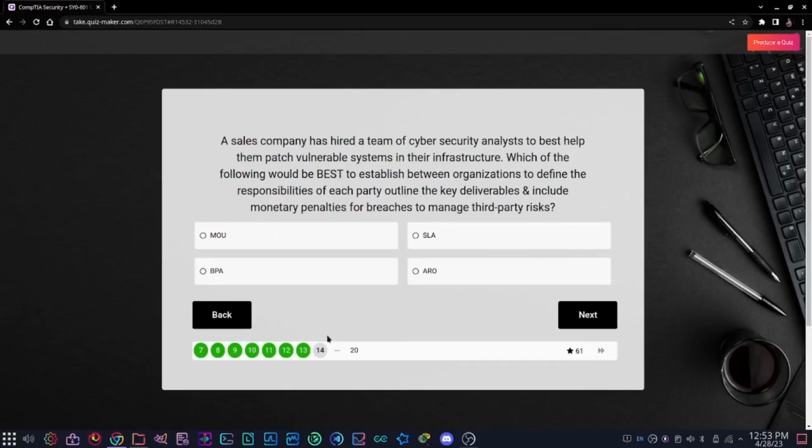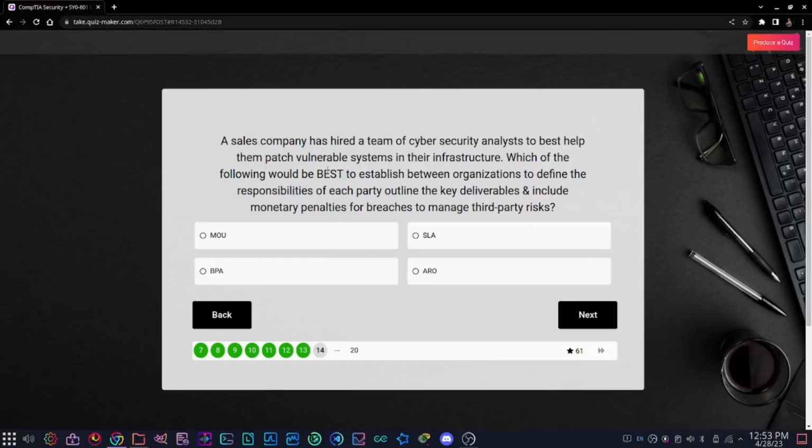Question 14. A sales company has hired a team of cybersecurity analysts to best help them patch vulnerable systems in their infrastructure. Which of the following would be best to establish between organizations to define the responsibilities of each party, outline the key deliverables, and include monetary penalties for breaches to manage third-party risks? So we have MOU, SLA, BPA, and ARO.